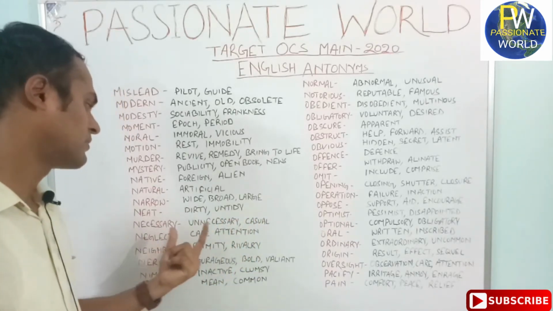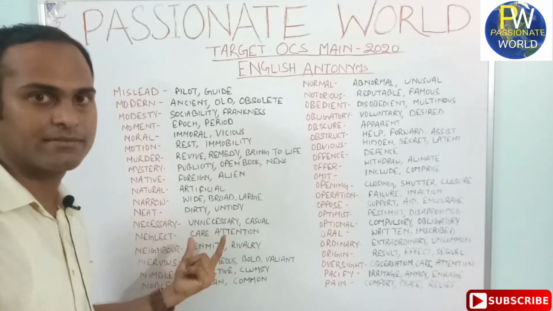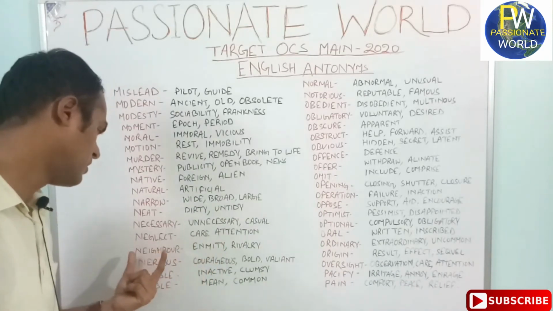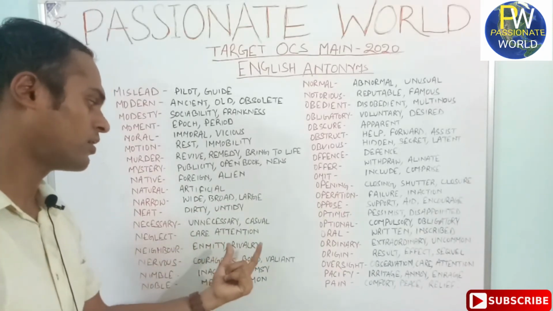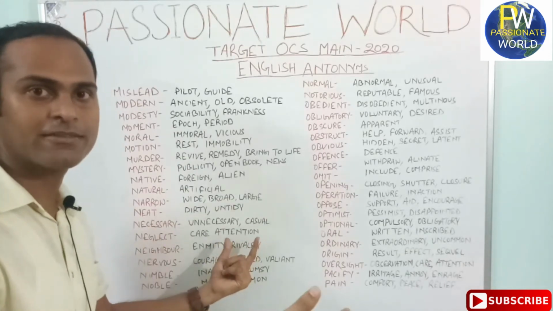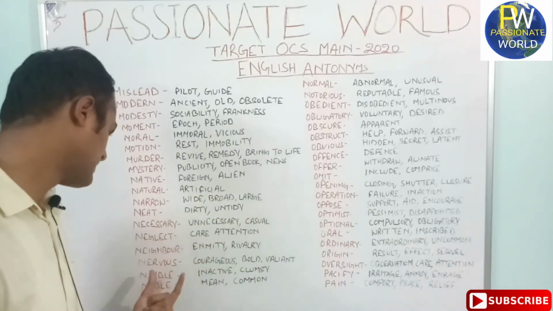Then neglect, care, attention. He has neglected it. He has given care or attention to it. Then neighbor, enmity or rivalry. We are having rivalry with Pakistan. We are having enmity with China.